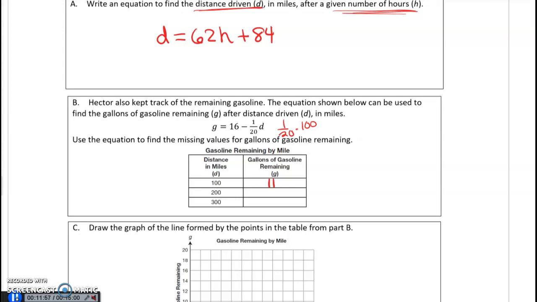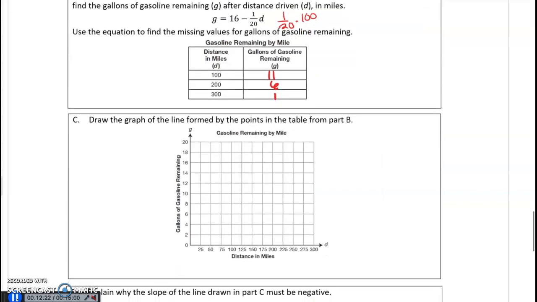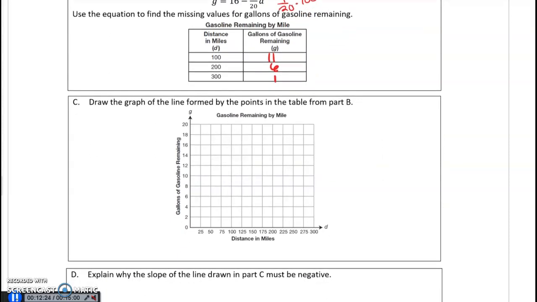When d is 200, 1/20th times 200 would give me 10. So 16 minus 10 would give me 6. And when I plug in 300, 1/20th of 300 is 15. So 16 minus 15 gives me 1. So we're just filling in the chart, and then we're going to use that to graph here. So we're just going to plot these points.